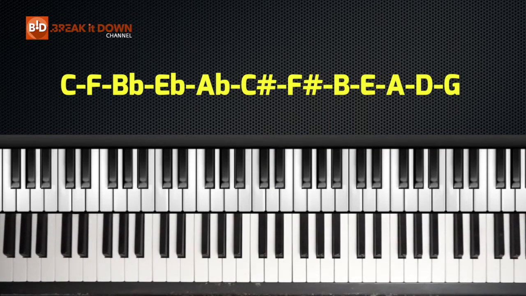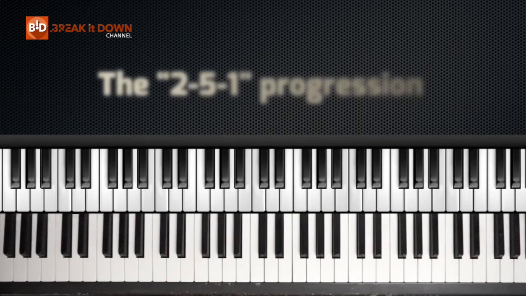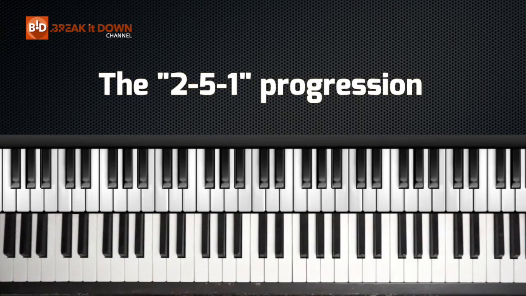Now the cycle of fifths is a very important progression in jazz, so I would expect that you'd take your time and really learn it. Okay, now let's talk about 2-5-1s. Now the 2-5-1 progression is derived from the cycle of fifths.